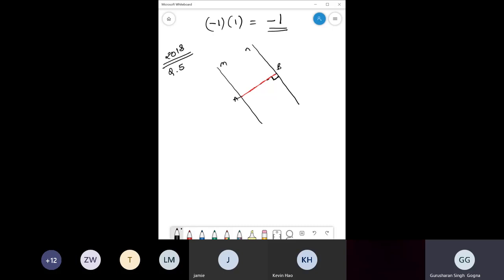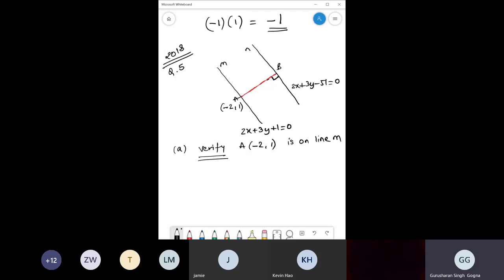They already give you the equation of line M, which is 2x plus 3y plus 1 equals 0. They also gave you the equation of line N, which is 2x plus 3y minus 51 equals 0. This is all given in your question. What they're asking for? Verify that point A, which is (-2, 1), is on line M. They already give you the coordinate.